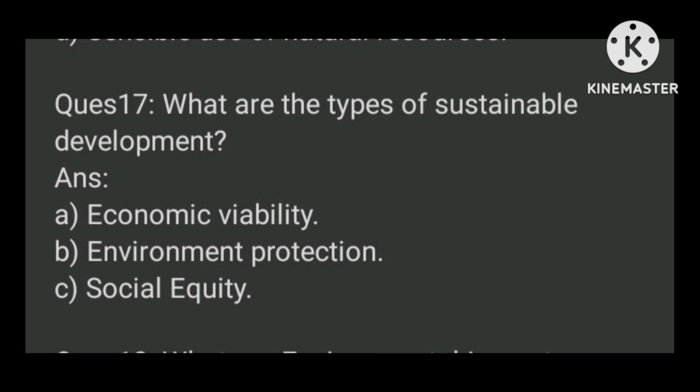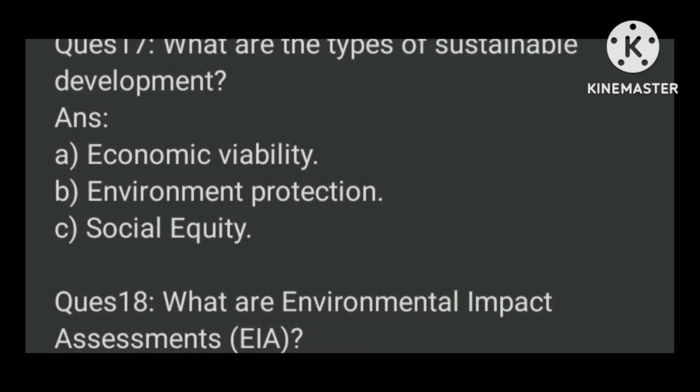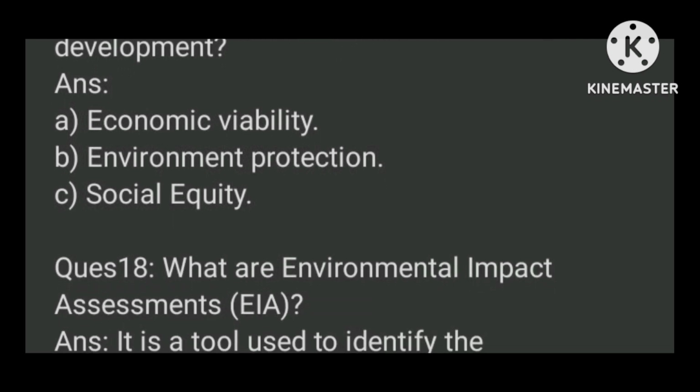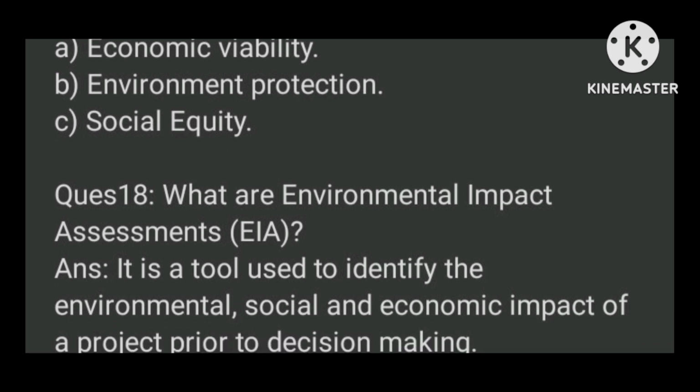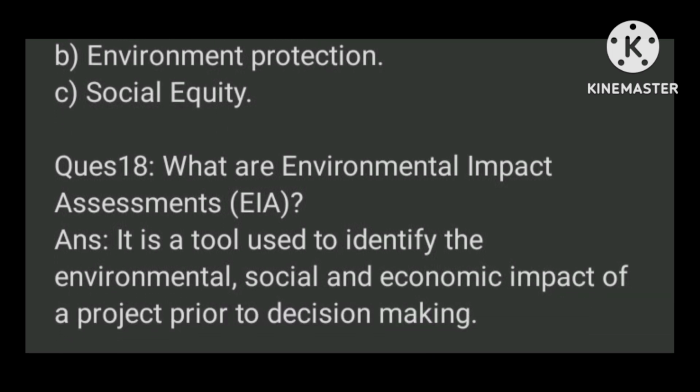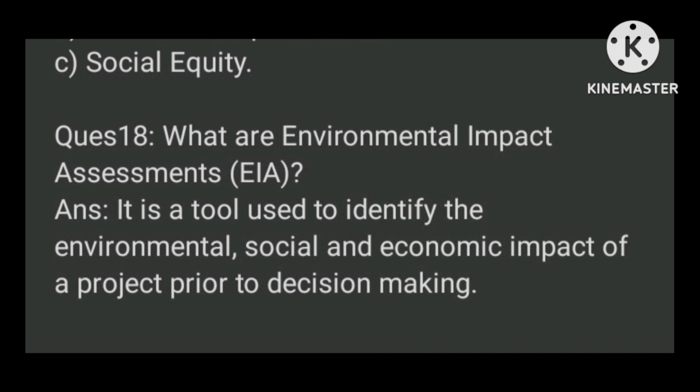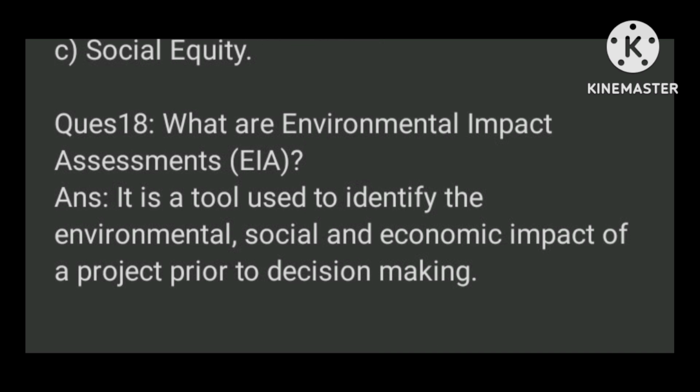Question number 17. What are the types of sustainable development? Answer. A. Economic viability. B. Environment protection. C. Social equity. Question number 18. What are environmental impact assessments, EIA? Answer. It is a tool used to identify the environmental, social and economic impact of a project prior to decision making.